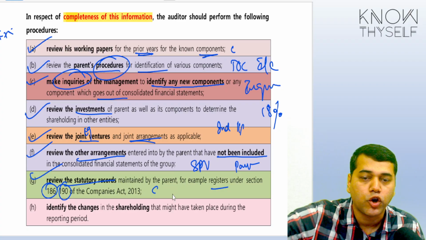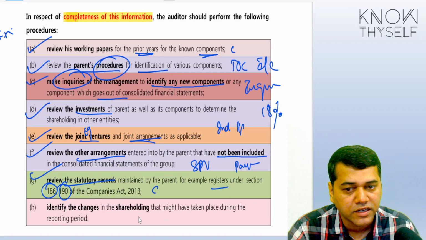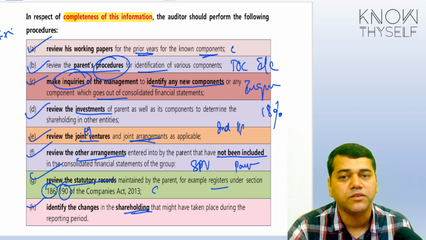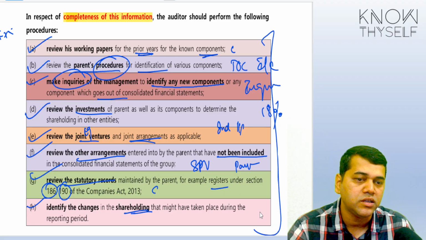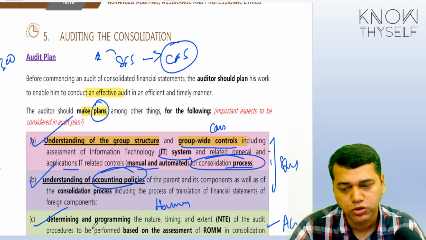Like if you have intercorporate investments you have done, because they must have done with the objective of acquiring control, and identify the changes in the shareholding that might have taken place during the year. So these are all the information, because see, first step is what you have planned. So you have started to do.